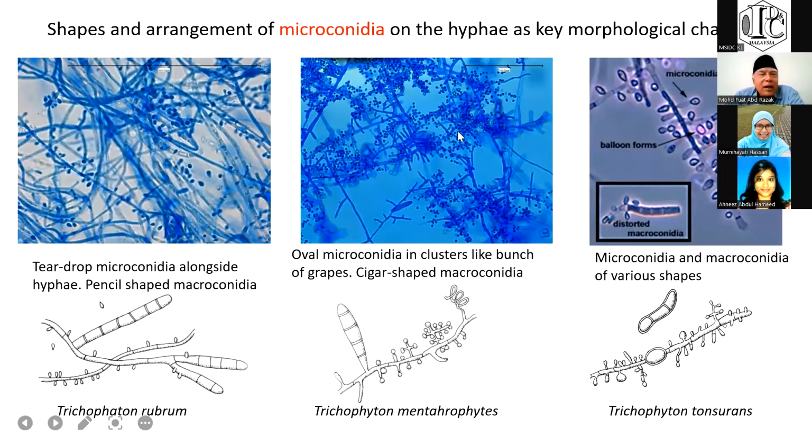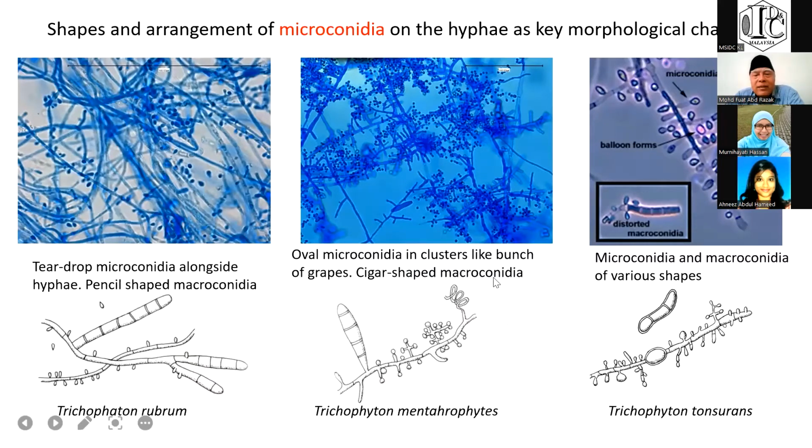We can differentiate these three species by looking at their microconidia. Don't jump into macroconidia. Many lab staff, when they think they are looking at a dermatophyte, want to describe the macroconidia first. But actually you should describe the microconidia first. If you look at the microconidia of Trichophyton tonsurans, you see a variety of shapes. A variety of shapes of microconidia alongside hyphae is characteristic of Trichophyton tonsurans.